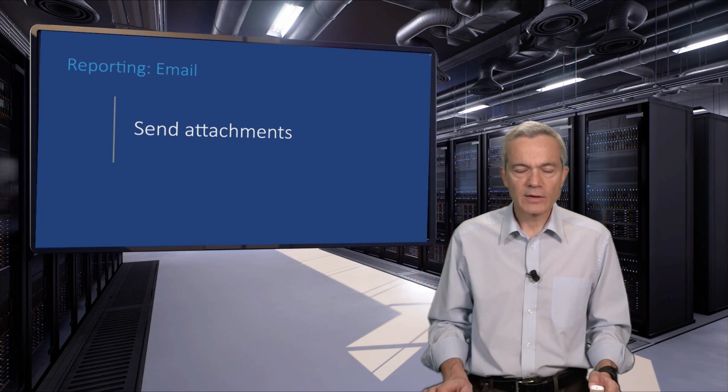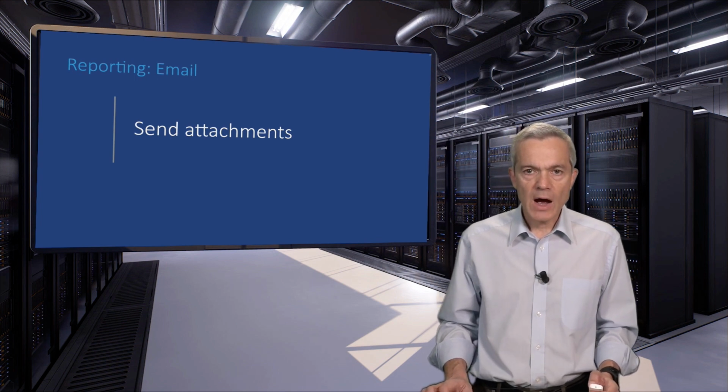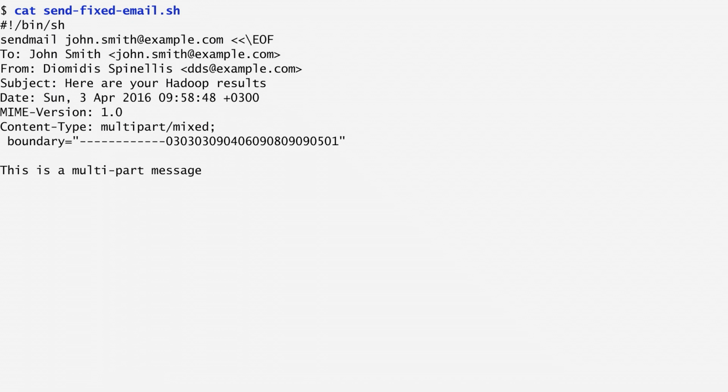Having converted our attachments into text form, our next step is to combine them together into an email message using the so-called Multipurpose Internet Mail Extensions, MIME format. As a first example, let's send an email message containing a fixed file as an attachment.